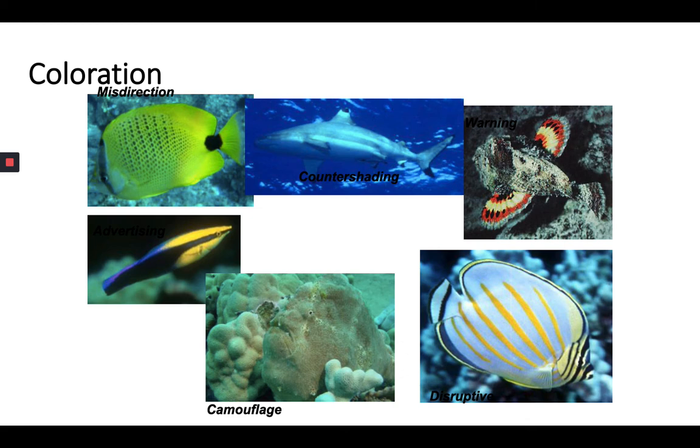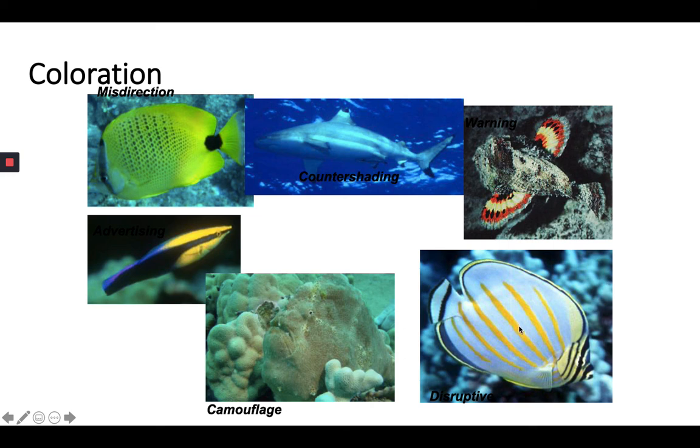We already talked about counter shading. Warning. A warning is a bright color, and a lot of times in nature when there's something very brightly colored, that is a warning that it's toxic. And in fact, this is a scorpion fish that has toxic spines.